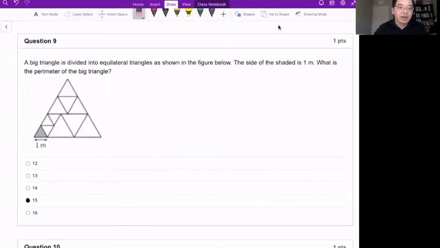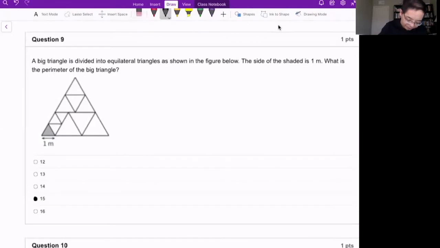Problem number 9. The problem says here we have a big triangle. The triangle is divided into equilateral triangles. Here we have different kinds of equilateral triangles, different in the sense they have different side lengths. We know the smallest one, which is the shaded one, has side length 1. The question is, what is the perimeter of this big triangle? In fact, this big triangle is also an equilateral triangle. This is not explicitly given, it can be derived from this geometric picture.